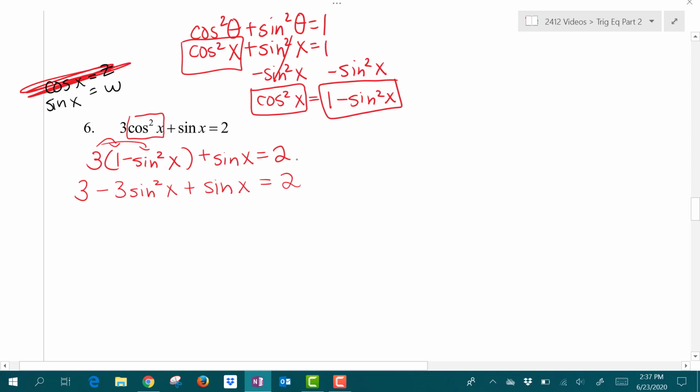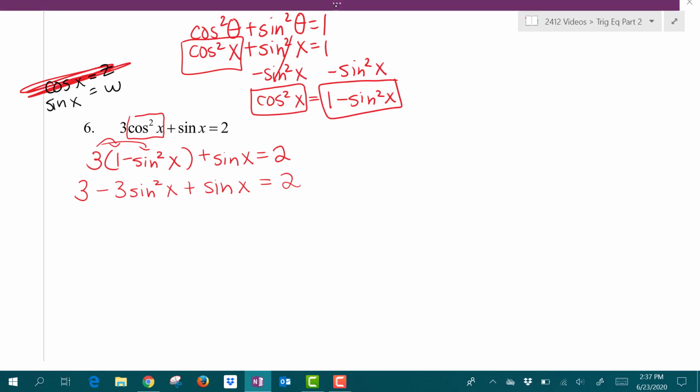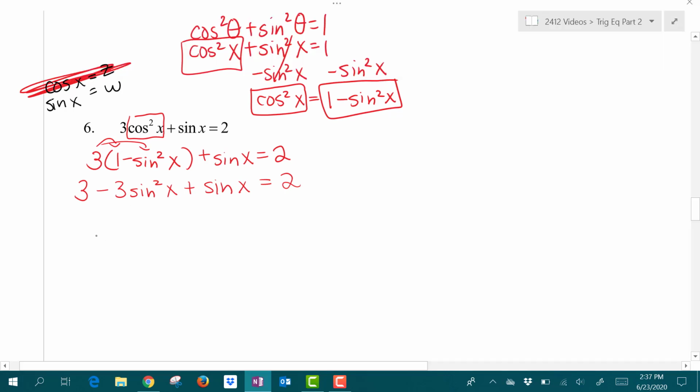Regardless of what method, factoring or quadratic formula, we always bring everything over to one side and 0 on the other. And we talked about that we like a particular order. So as I come down here, I'm going to write negative 3 sine squared x plus sine x, and then I'm going to subtract 2 from both sides, and that gives me the equal 0. On this side, when I combine like terms, positive 3 minus 2, that's a positive 1.